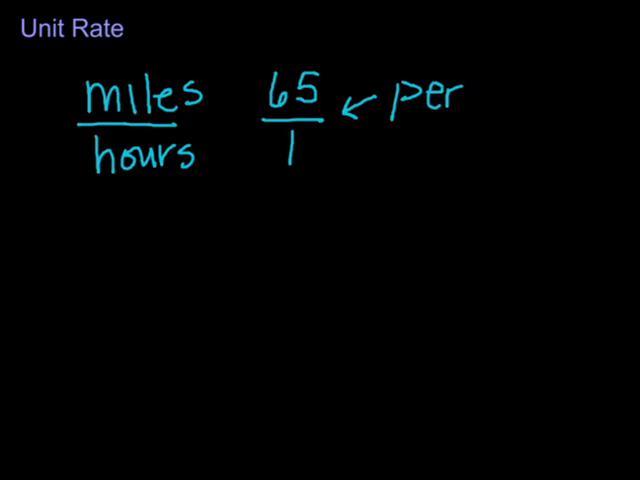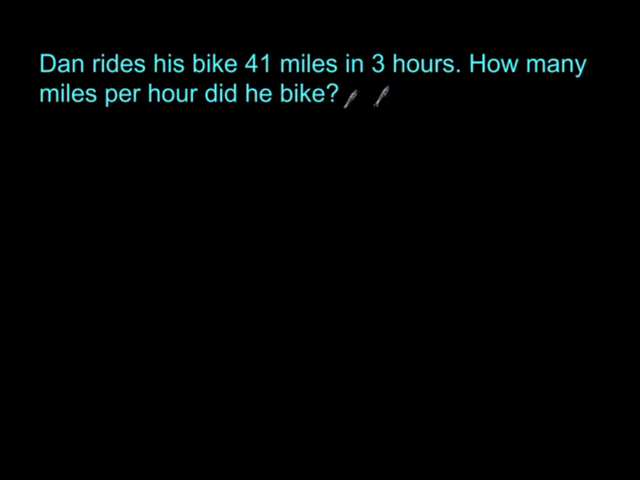So let's look at a unit rate problem. Dan rides his bike 41 miles in 3 hours. How many miles per hour did he bike? Well, there's a couple steps when we do unit rates that we need to follow. The first step is that we need to figure out what things we're comparing. So the two things that we're comparing in this, I'm looking at miles versus hours.